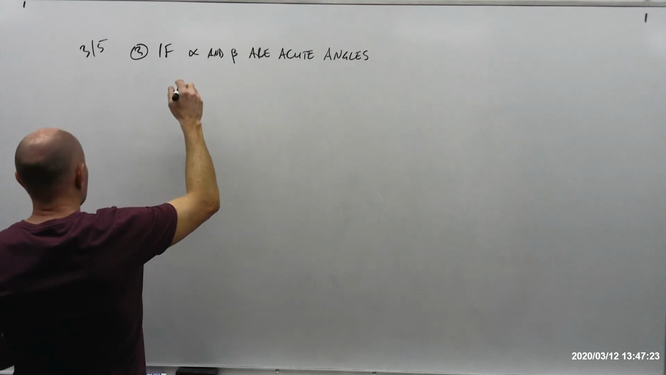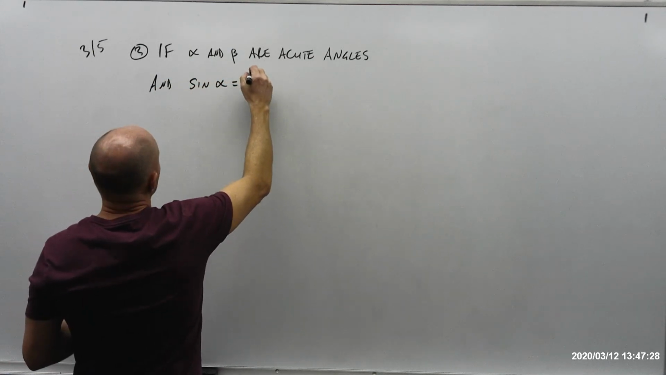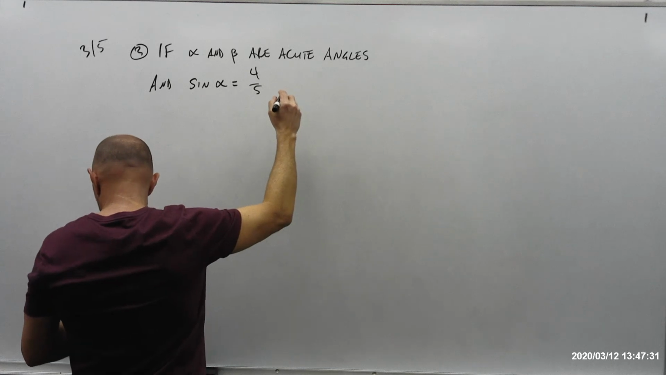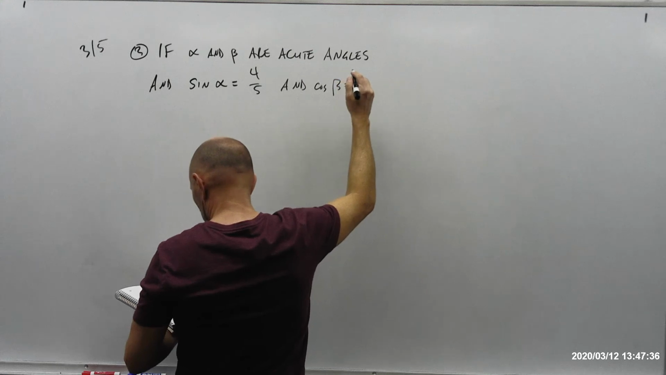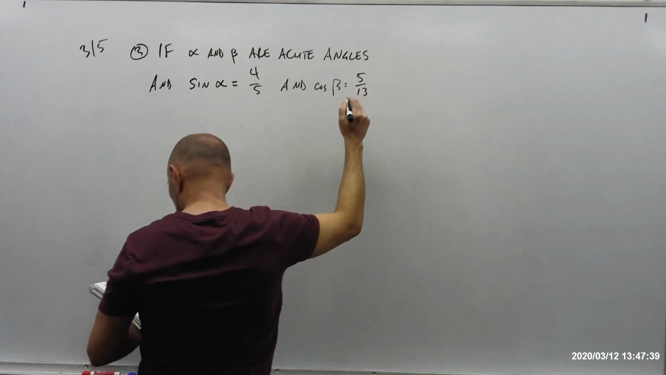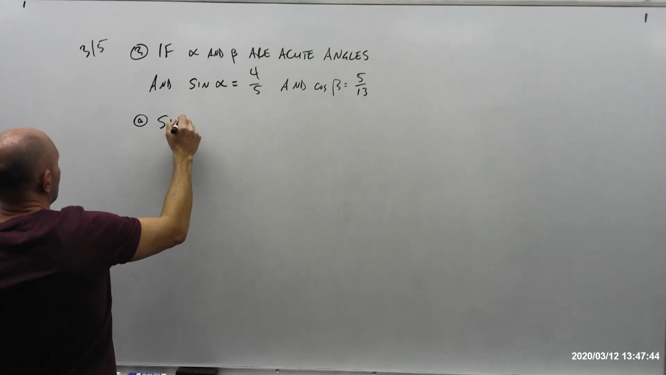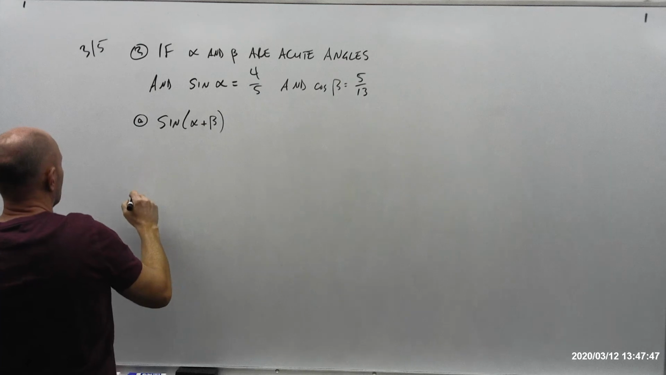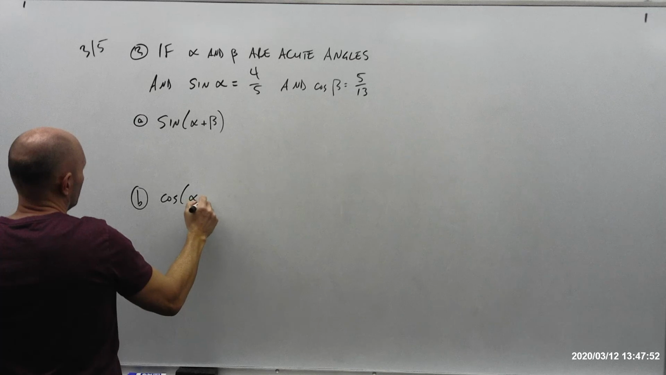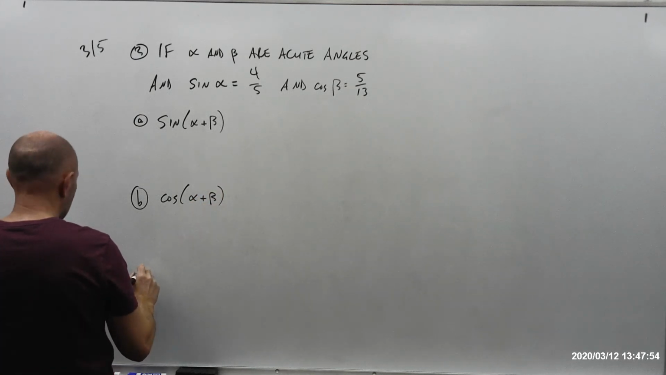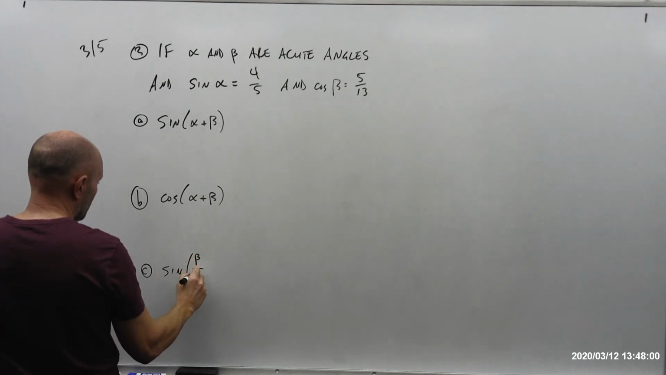So if they're both acute angles and sine of alpha is 4/5 and cosine of beta is 5/13, find the following. A, what is sine of alpha plus beta? B, what is cosine of alpha plus beta? And C, what is sine of beta over 2?